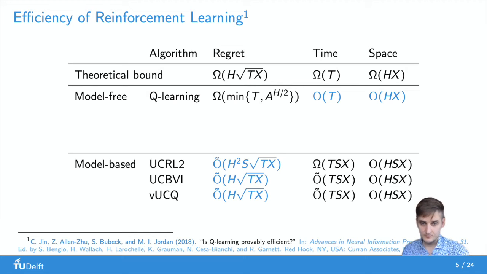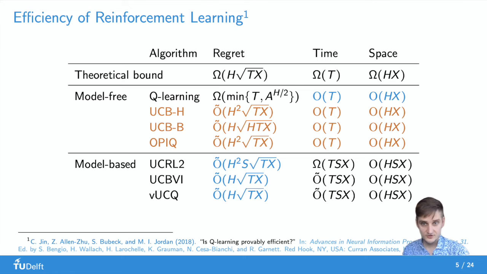For a long time, model-based methods were the only provably efficient ones. Fortunately, recently, for a family of new model-free methods, efficiency proofs have been done. We call these methods optimistic Q-learning methods. And as you can see from the table, they're efficient in their regret, time, and space use.